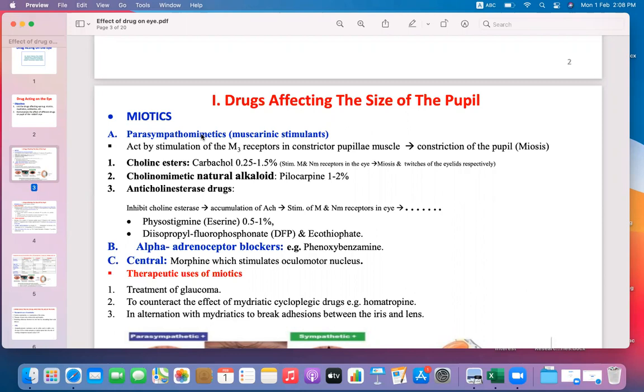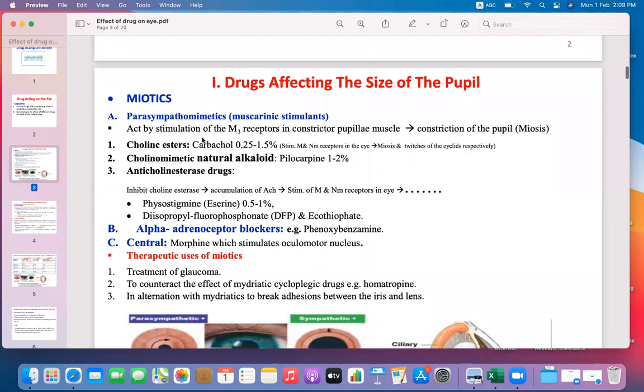Among the muscarinic receptors, there are various types, but in the eye, the M3 receptor is available. So stimulation of the M, meaning muscarinic, 3 receptors in the constrictor pupillae muscle of the eye is responsible for meiosis, and meiosis is termed as constriction of the pupil, or decrease in the size of the pupil.